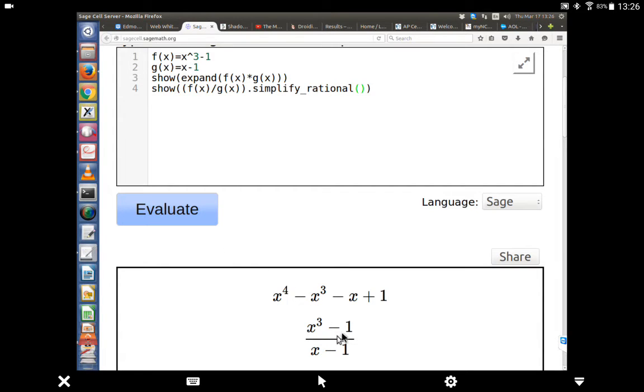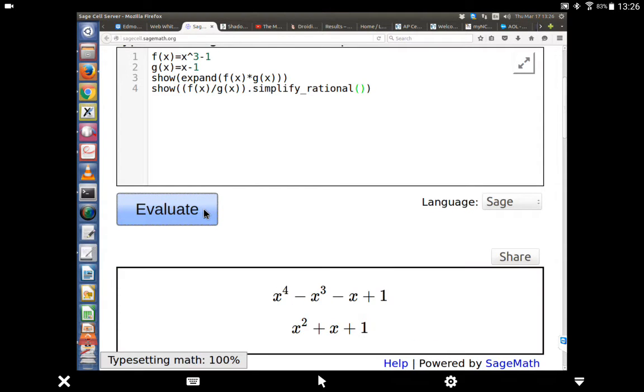And by the way, isn't x cubed minus 1 a difference of two cubes? So we know how to factor that, don't we? x minus 1 times x squared plus x plus 1. Let's see if that's what we get. There you go. And when we cancel out the x minus 1, we're left with x squared plus x plus 1. Or I always tell my kids that factoring is dividing, right?